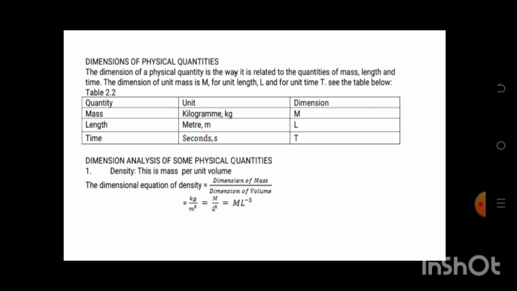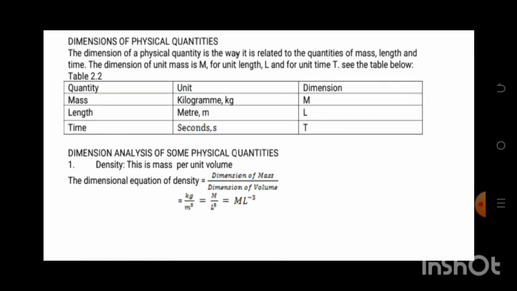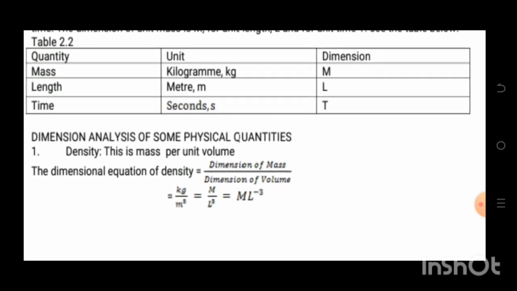Now, let's look at how we deduce the dimension of certain quantities. Let's look at, for example, number 1, density. Before I proceed, I want you to know that there are 2 ways to determine the dimension of physical quantities. Number 1, we can deduce the dimension of a physical quantity by knowing the formula of that quantity. For instance, for density, the formula is mass divided by volume.